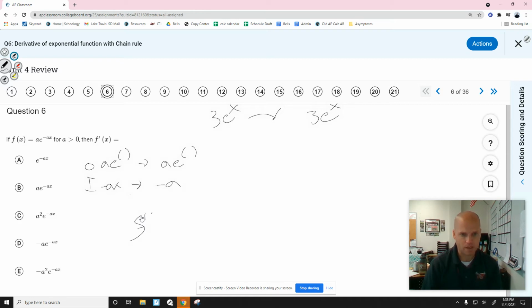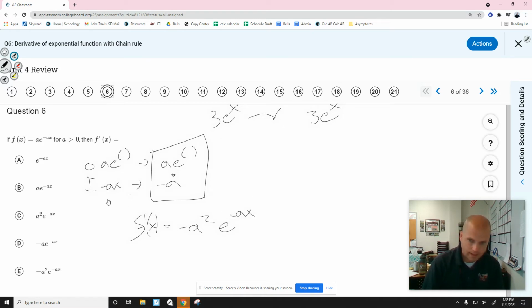So f prime would be the product of these two. Now you multiply a and negative a together, you get negative a squared. The e to whatever starts in parentheses, stays in parentheses, like Vegas. Negative a squared e to the negative ax.